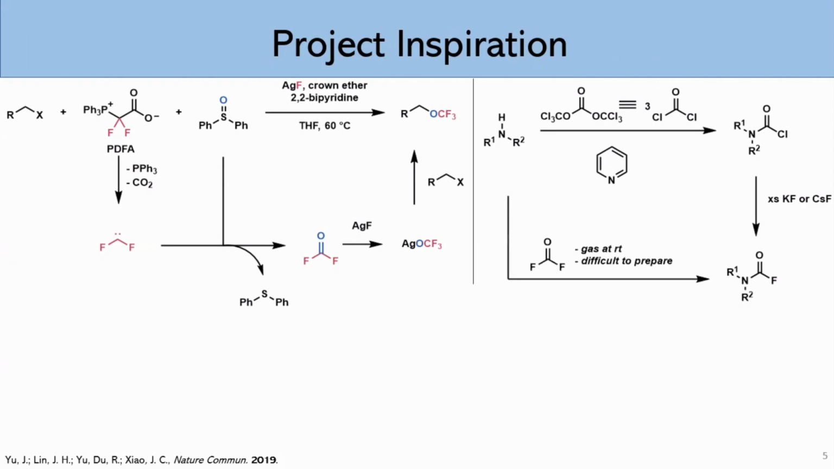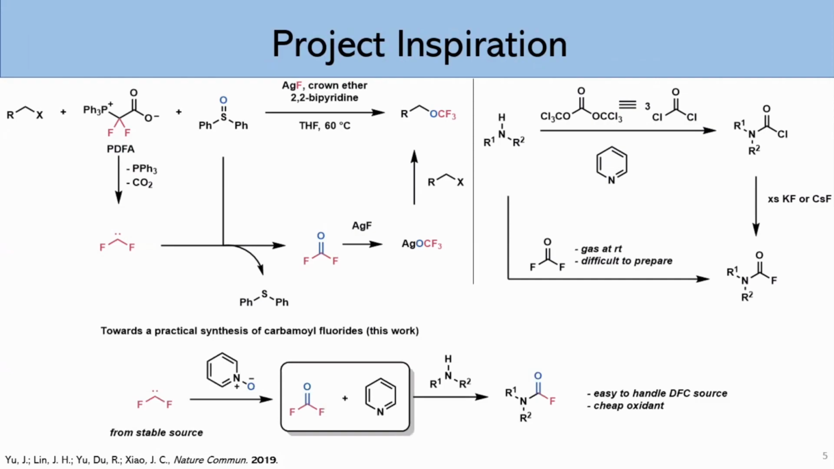It's still better than the original method with the difluorophosgene gas, but it's very steppy, especially considering those are some relatively complex amines to begin with. So we imagine if you take difluorocarbene and treat it with pyridine N-oxide as an oxidant, you now have difluorophosgene and this pyridine all in the same pot, and treating that with the amine should give you your desired carbamoyl fluoride with easy to handle reagents in a relatively cost-effective manner.